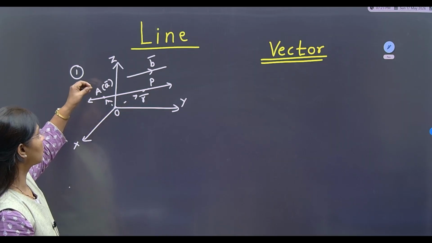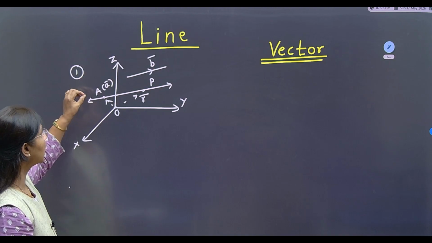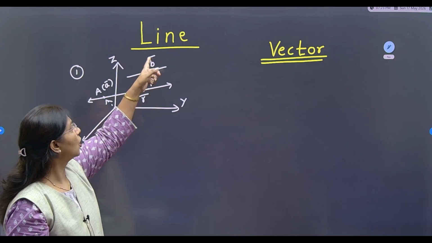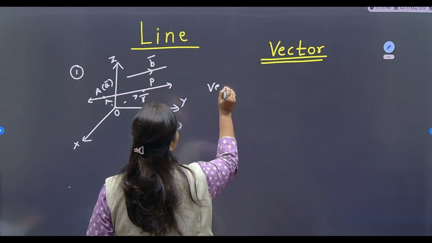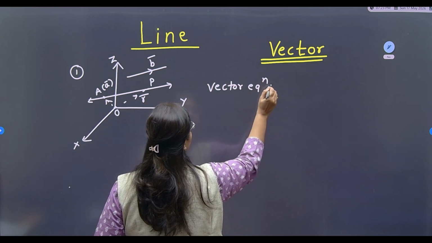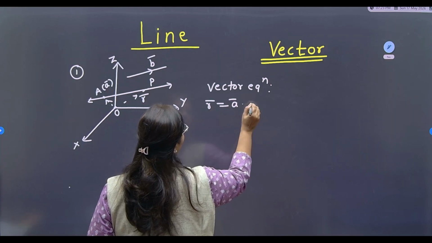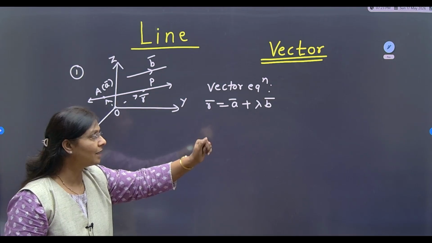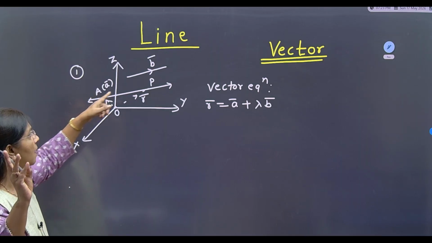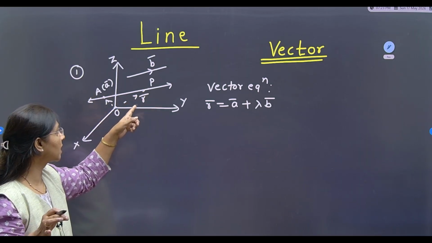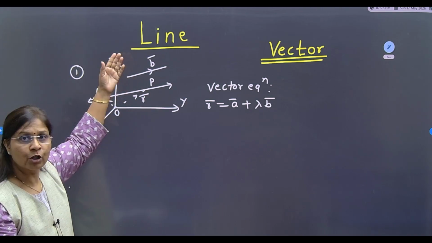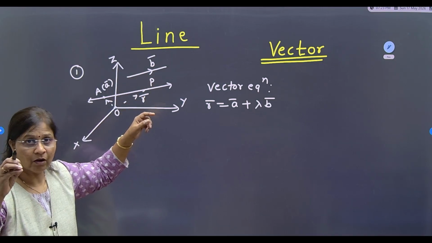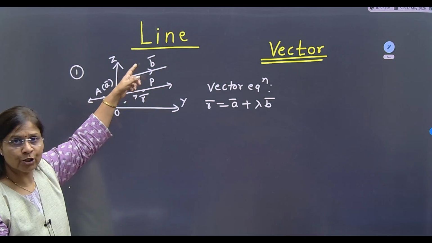Formula: the vector equation of a line passing through a given point A with position vector A bar and parallel to vector B bar is R bar equals A bar plus lambda B bar, where lambda is some scalar. A is the given point, P is any point whose position vector is R bar, and the line is parallel to vector B bar. The direction ratios of the line are a, b, c, that is, the direction ratios of B bar.